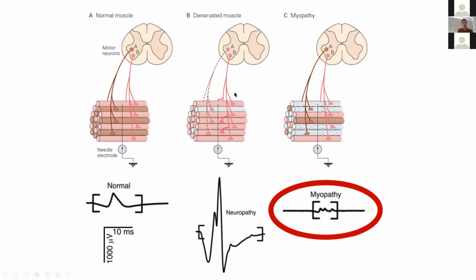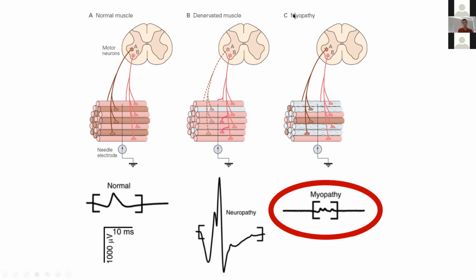So there is a lower recruitment of other motor units, and there is a higher frequency of the same motor unit firing. So in a neurogenic condition, we can find a reduced recruitment with a higher frequency of the same motor unit firing.